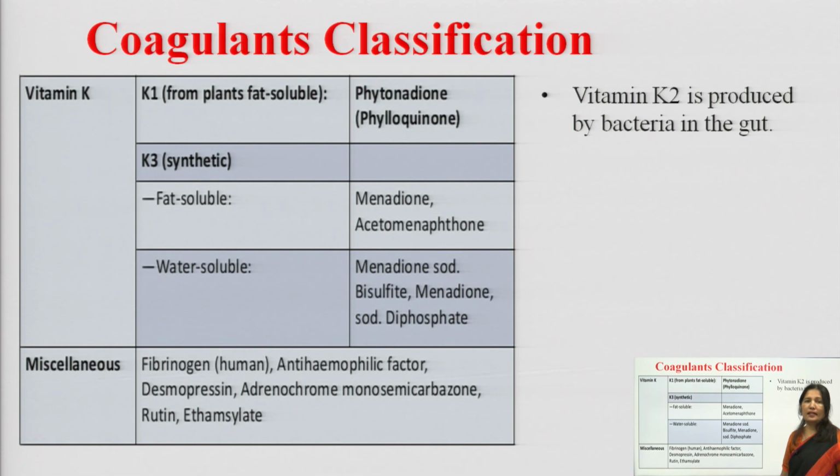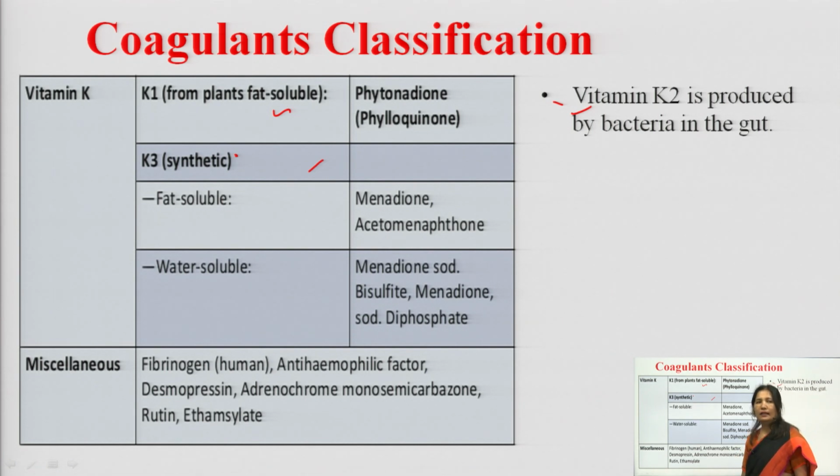So, vitamin K is the most important coagulant. Vitamin K exists in 3 forms: K1, K2 and K3. K1 is obtained from plants and is known as phytonadione. K2 is produced by the bacteria in the gut and K3 is the synthetic vitamin K, which is synthesized as a fat soluble derivative and a water soluble derivative. Fat soluble is menadione, acetomenaphthone, menadione sodium bisulfite, menadione sodium diphosphate.